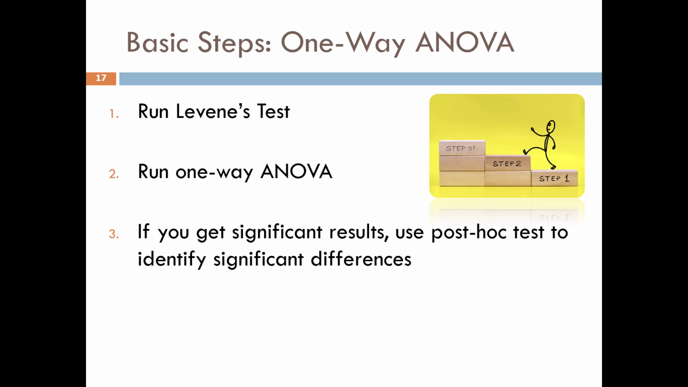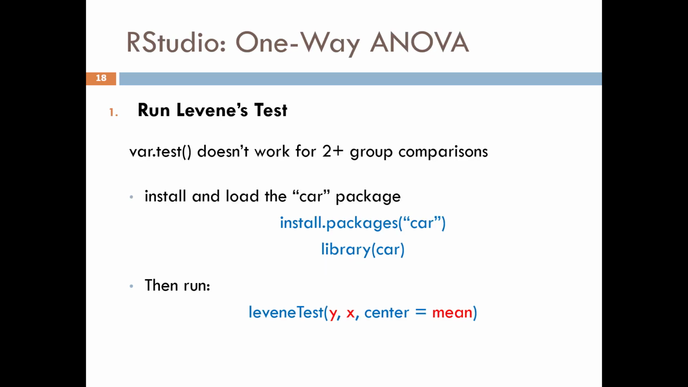Let's talk about the first step before going over to RStudio. The first step is to run the Levene's test. Before, in the independent samples t-test, we used var.test in order to run the Levene's test. However, when you use one-way ANOVA, you may have multiple groups, not just two, and var.test does not work if you have more than two categories to compare. So we'll want to run the Levene's test a different way, which is to use a leveneTest function in the car package. You'd want to install the car package first, and then load it so that you can use it, and then run this Levene test.